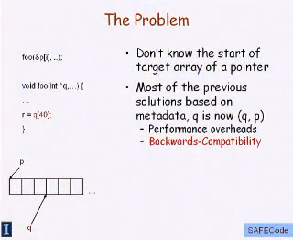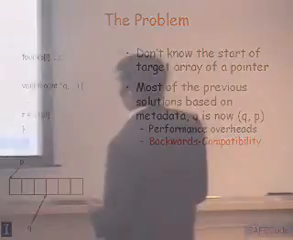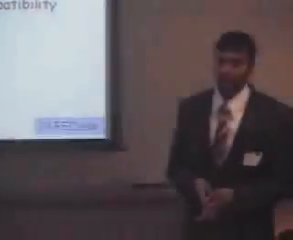Most of the previous solutions are based on the fact that you can maintain metadata with each pointer. So each pointer q now becomes q and p. Once you have this start of the target array of each pointer, you can do a runtime check just like in Java or C#, by just taking the second part of this ordered pair.